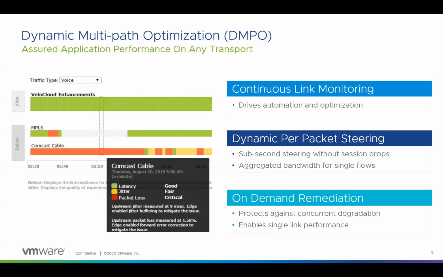So the VeloCloud enhancement is an indication of remediation that it is able to perform on the traffic for packet loss, jitter, and latency. So it looks like we have a diagram here with Comcast cable where our latency is good for voice, but our jitter is fair and our packet loss is at 1.56%. VeloCloud is able to provide certain remediation tactics for jitter and packet loss, and is able to turn that from a red into a green trending threshold where we're now able to deliver traffic in a healthy state.